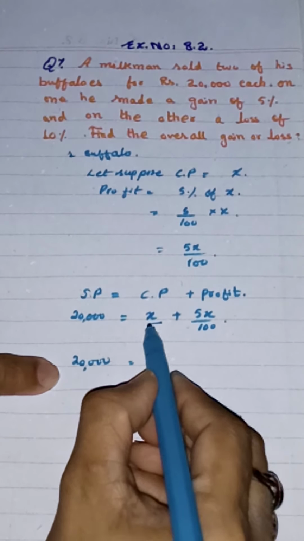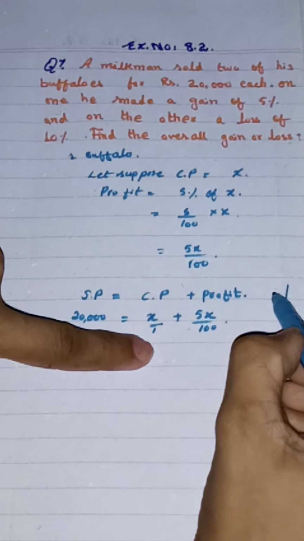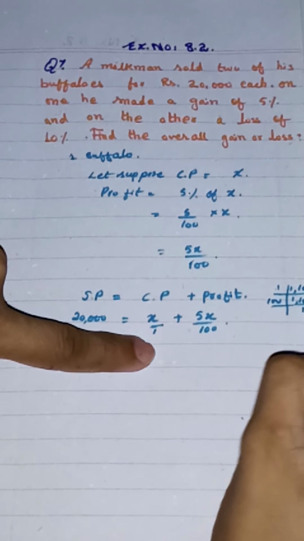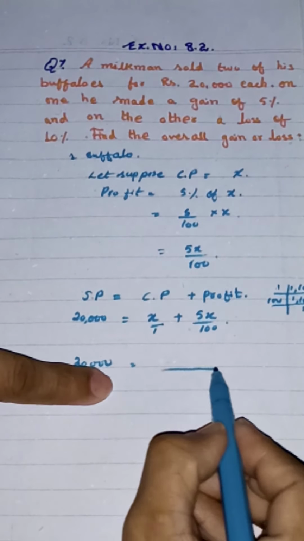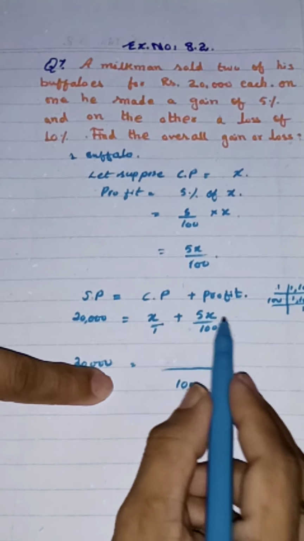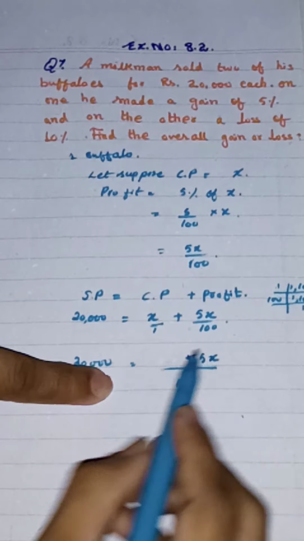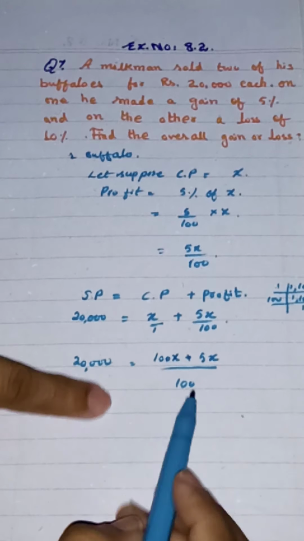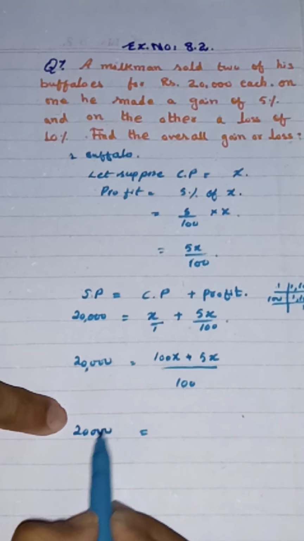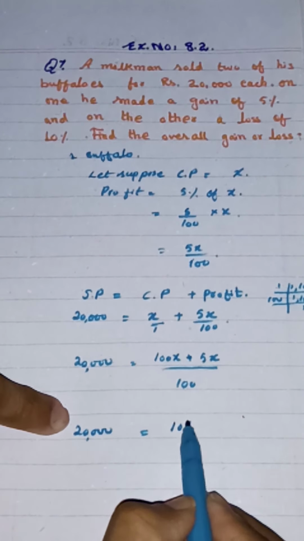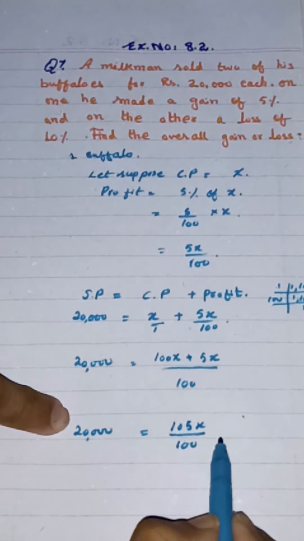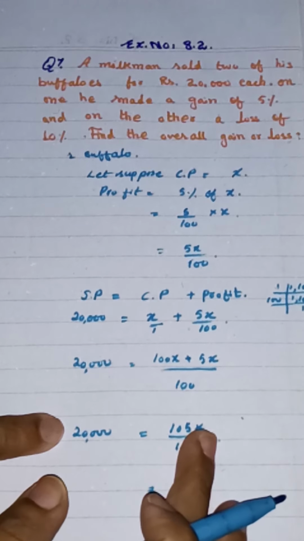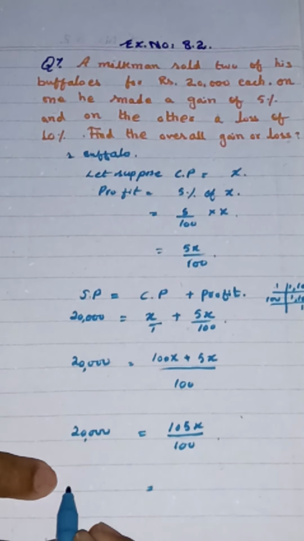The denominator is 1 and 100, so take the LCM, which is 100. 1 multiplied by 5X is 5X, plus 1 multiplied by 100X is 100X. 100 plus 5 is 105X upon 100. Now 100 is divided here, so it moves and is multiplied on the other side.